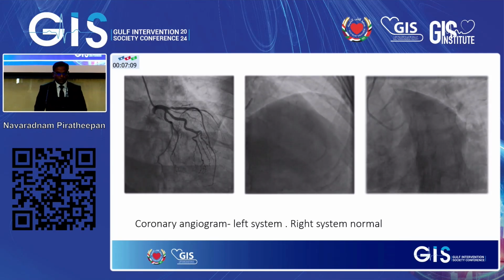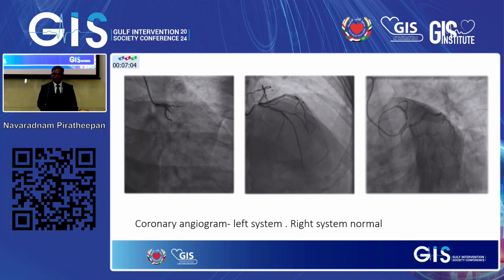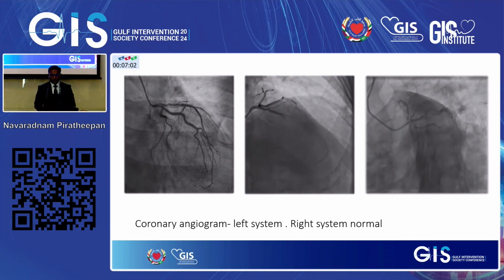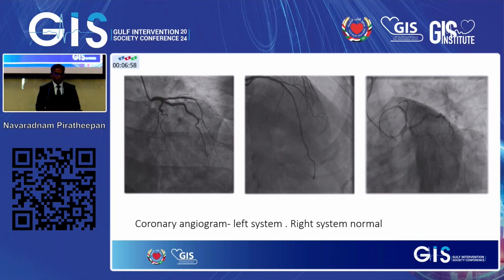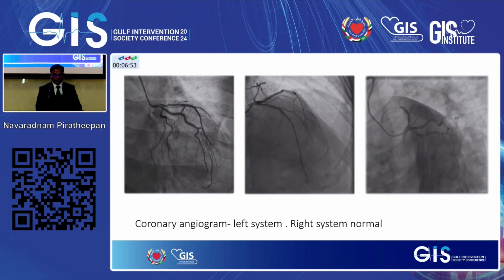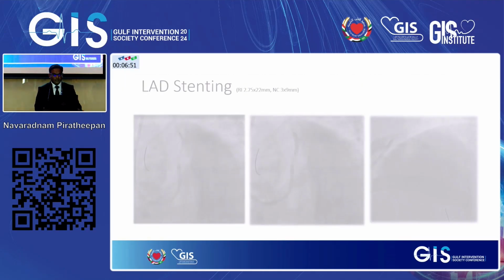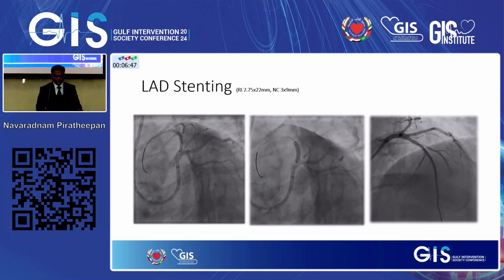This is the angiogram result, where in the spider view we can appreciate a tubular plaque disease, which may be an unstable plaque causing the symptoms. The right coronary system was normal. So we decided to go for a stent, which was the available stent. Size was 22. We stented.